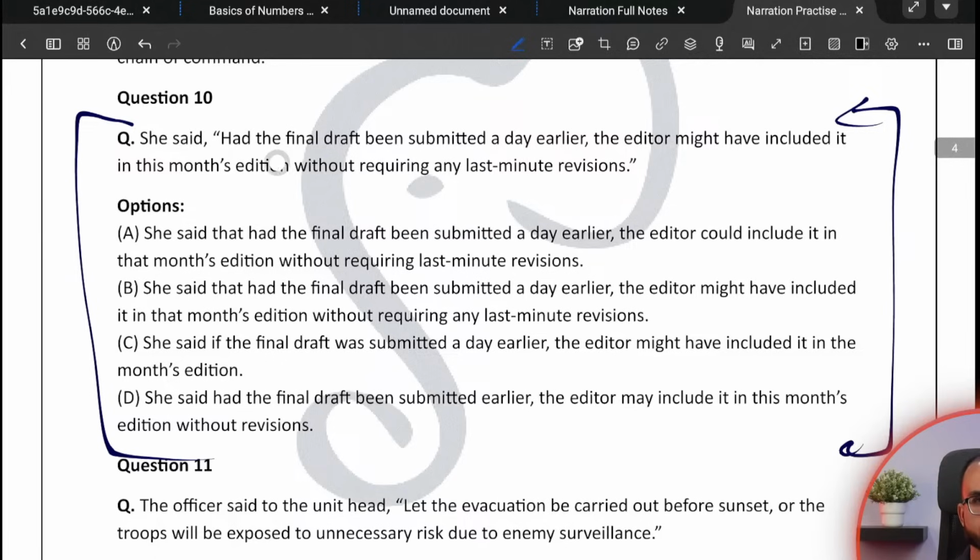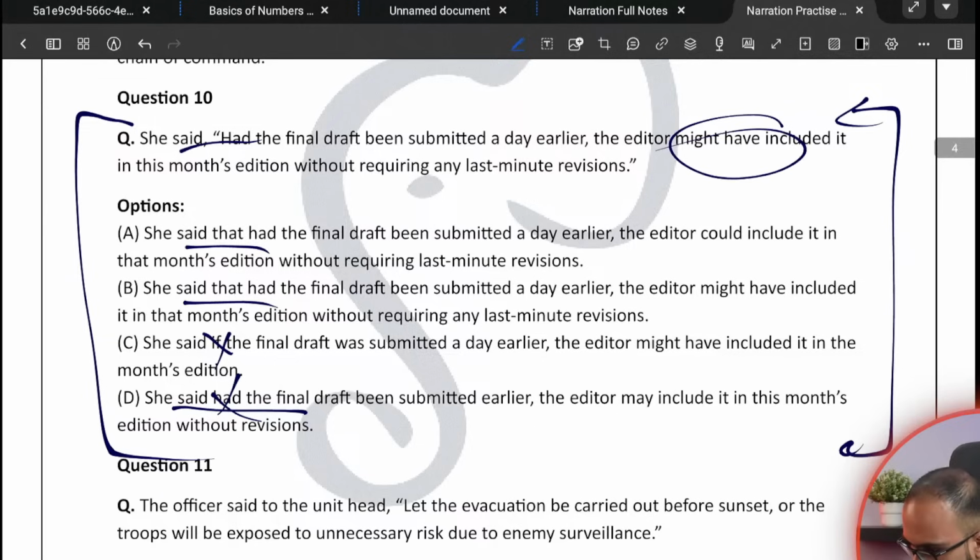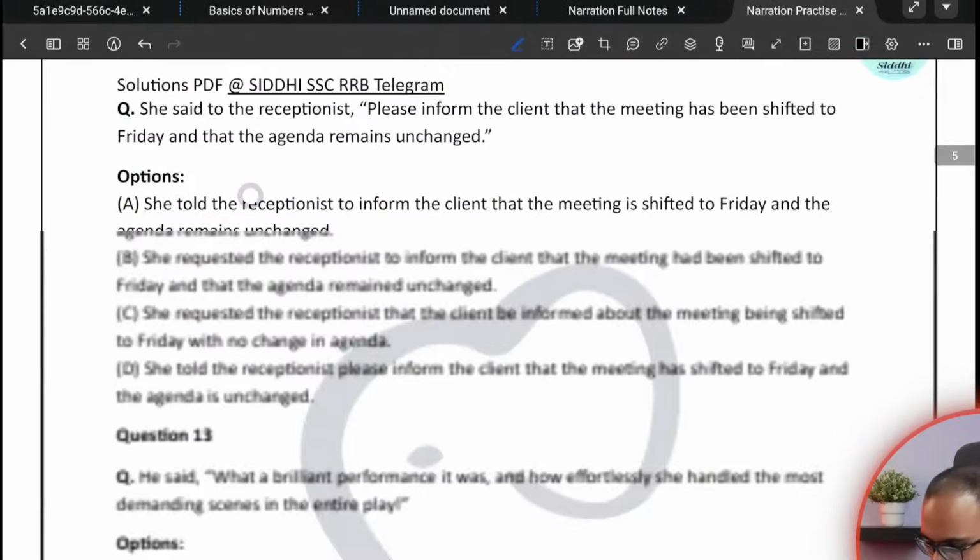Done. Okay. Said that, said that, said if, said had, said that, had the final draft been submitted a day earlier, might have included. So this is wrong, this is right. Yes, so this is about narrations.